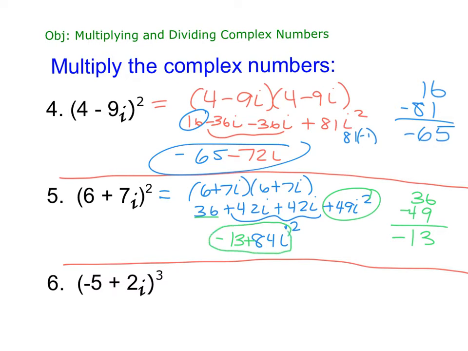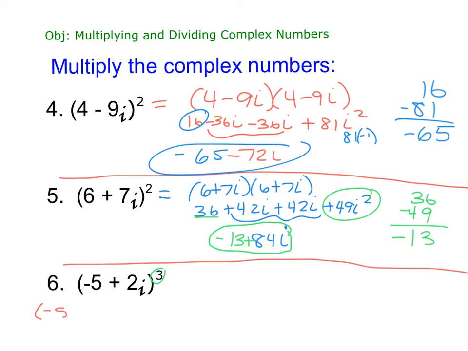Why did I put i squared there? That was a mistake. Erase. All right, last one on the slide. Okay, so now this is the hard one because it's to the third. So you're going to go through and do 2 of them and then put that last one in.